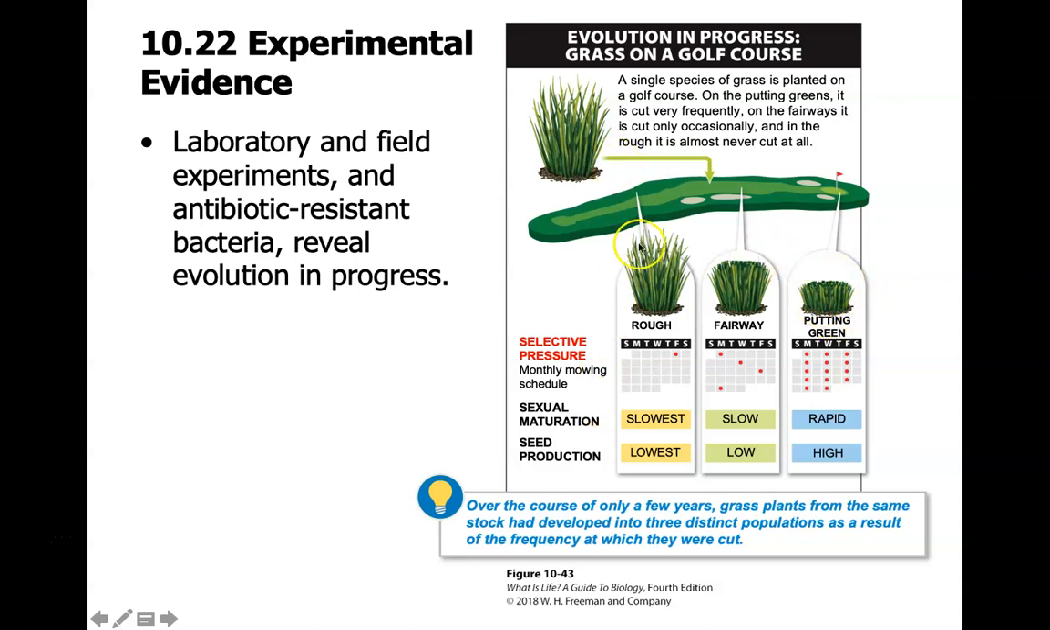If you start with the same species of grass throughout the entire course, you can see that there's been a genetic change in this population that has allowed some of them to sexually mature and produce higher seed rates much more quickly.